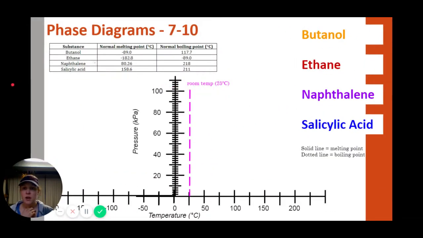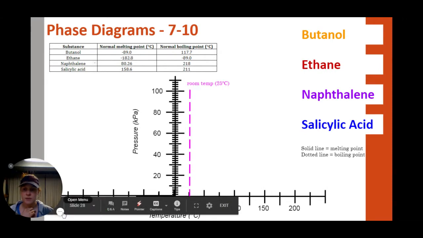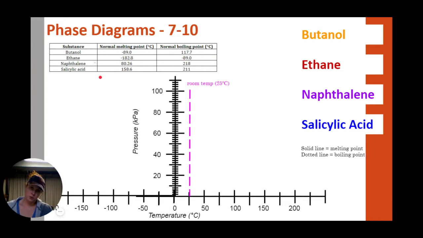Okay, so questions 7 through 10 are actually a little bit different than what we've been given previously on the worksheet. Instead of giving you an actual phase diagram, we've given you a table with melting points and boiling points. Now, this actually doesn't have to be difficult.